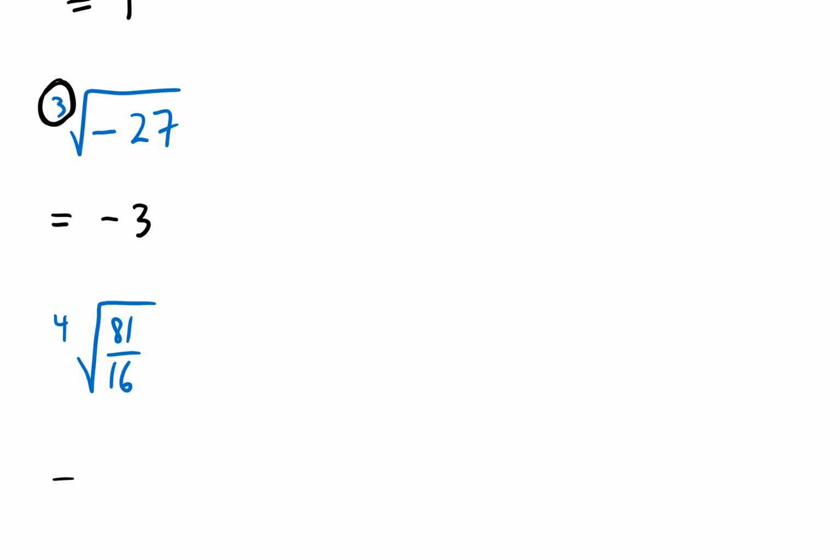For this one, what's the number that if you multiply by itself 4 times gives you 81 over 16? That would be 3 over 4. 3 times 3, 9. No, 3 over 2, sorry. 3 over 2, because 3 halves times 3 halves times 3 halves, 4 times, gives us 81 over 16.